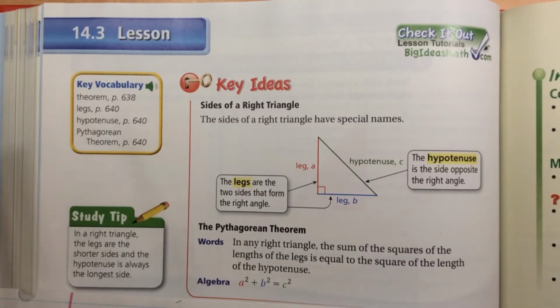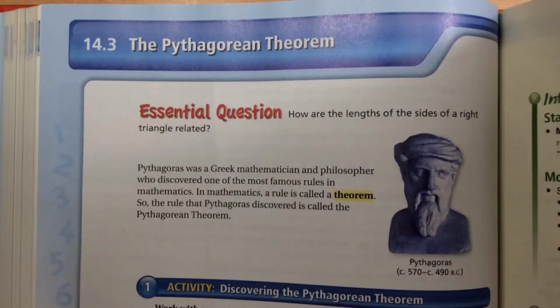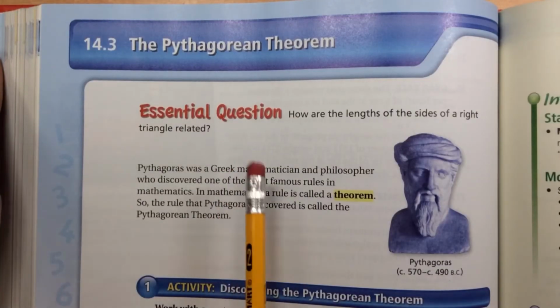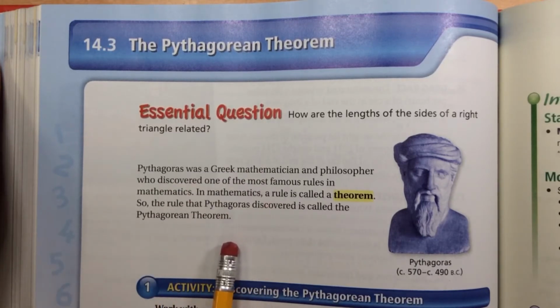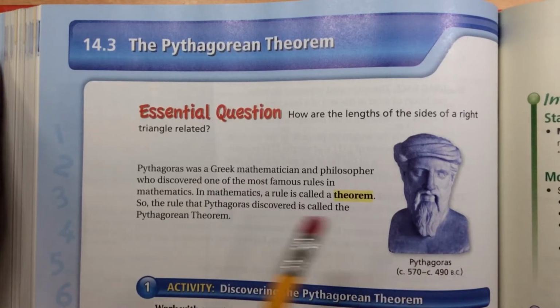Hey, this is lesson 14.3, found on page 640 in your textbook. And here we're talking about the Pythagorean Theorem. The Pythagorean Theorem was discovered by, or named for, Pythagoras, which is this guy right here.